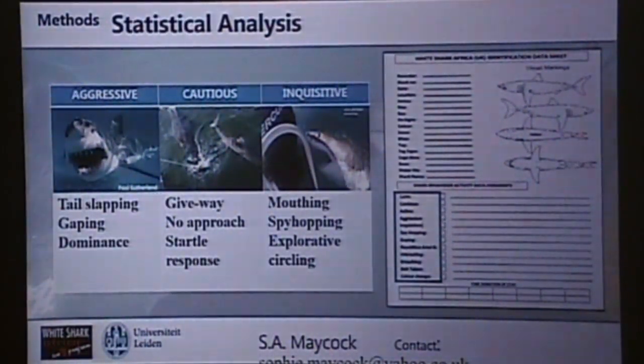So if a shark was seen to be tail slapping, gaping, or exerting dominance over a conspecific, it was assigned to aggressive behavioural state. However, if it gave way to a conspecific, or we saw any startle responses, we assigned it to cautious behavioural state. And finally, if we saw any spy hopping or mouthing, we assigned the shark to inquisitive behavioural state.